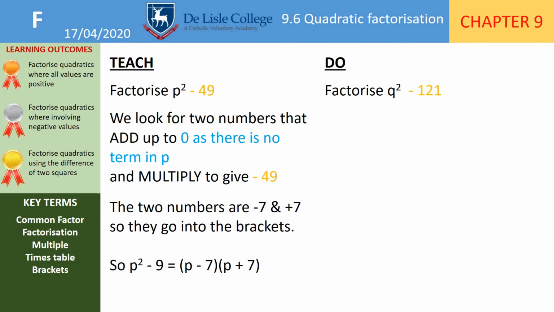This time we've got p squared minus 49 on the next slide. We look for two numbers that add up to 0 as there's no term in p, and they multiply together to give us minus 49. Square root of 49 is 7, so we're looking for minus 7 and plus 7, and they go into the brackets. P squared minus 49, I should say, equals p minus 7, p plus 7.